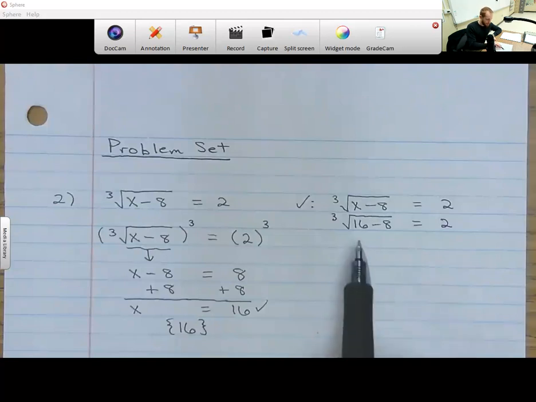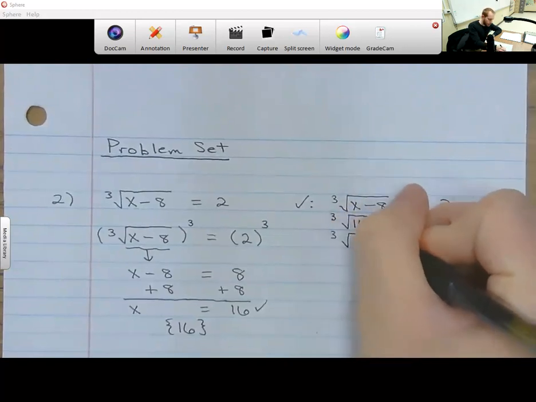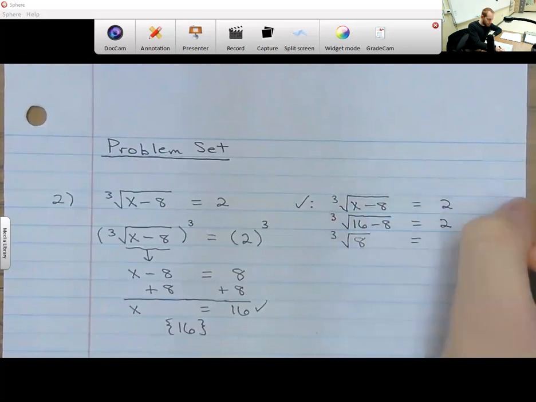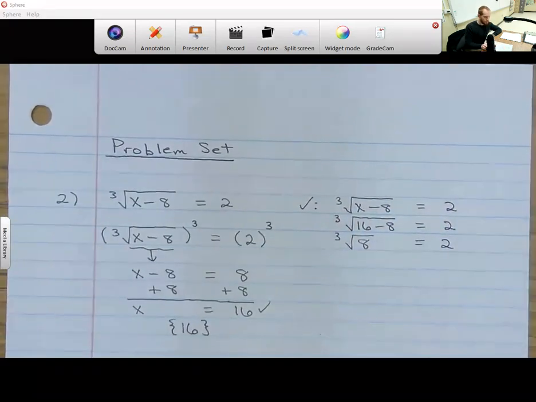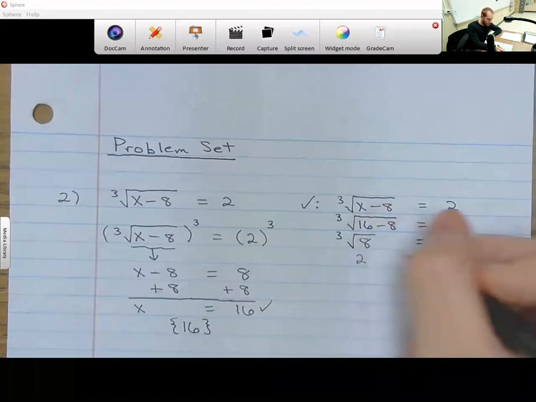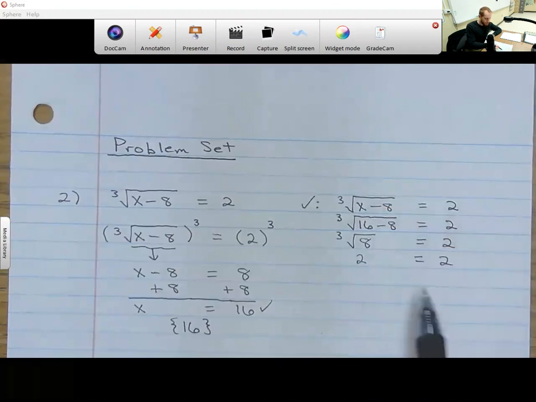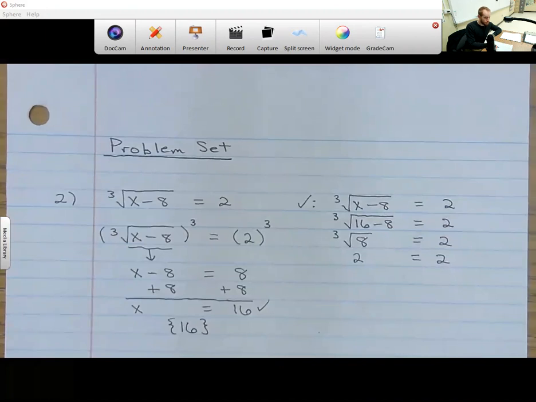Okay, so how can I simplify this a little bit? Well, I've got 16 minus 8. I know that 16 minus 8 is just going to give me positive 8. So really, I've got the cube root of 8 is equal to 2. And then, of course, the cube root of 8 is 2. So I get 2 equals 2. And that's a true statement, right? 2 is equal to 2, right? Yep. So if you get a true statement, that means that your answer is correct.